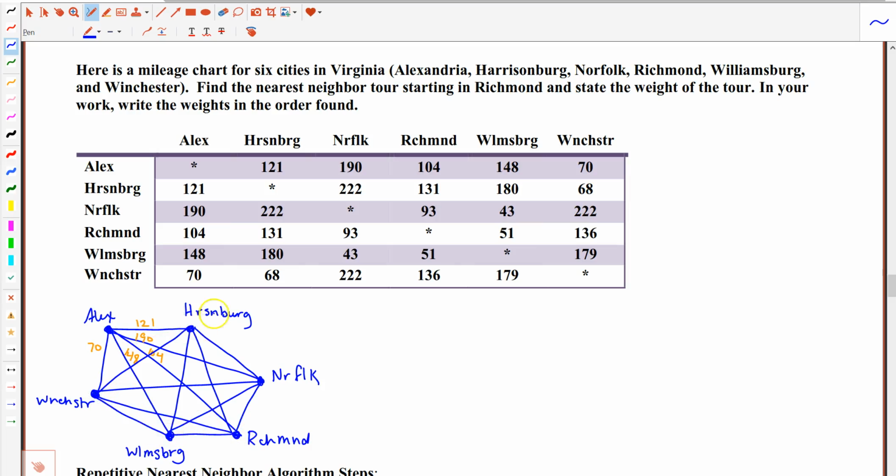Notice out of every single vertex, I have 1, 2, 3, 4, 5 edges. And now every single one of these edges would have to have weights associated with them. I'm not going to come through here and put all the weights on the graph, but that's what you would need to do if you wanted to do a complete weighted graph from this scenario. In any case, we're going to solve this running the nearest neighbor algorithm, and we're going to run it from Richmond.